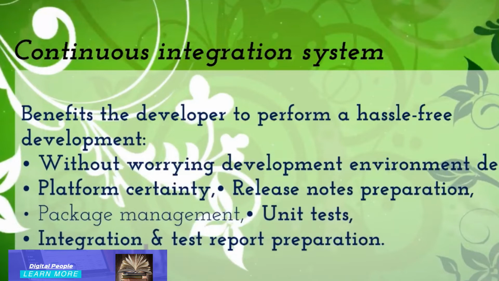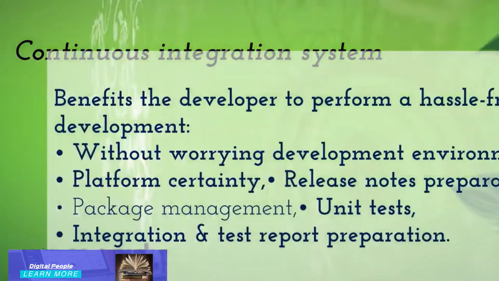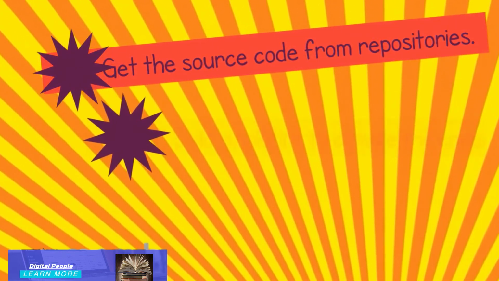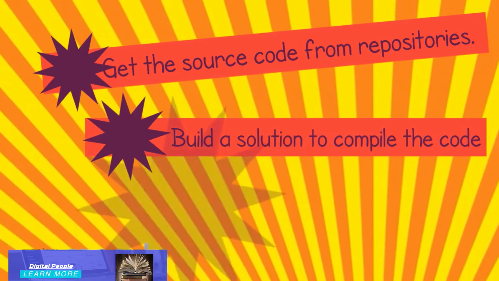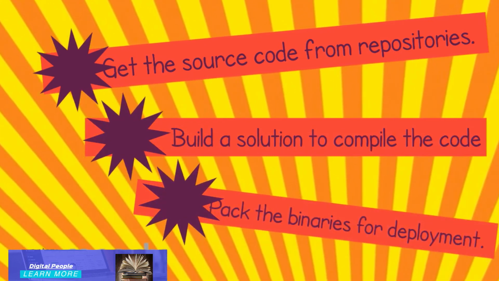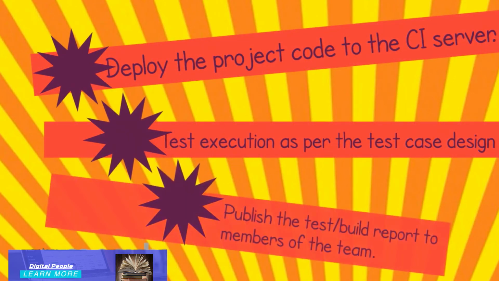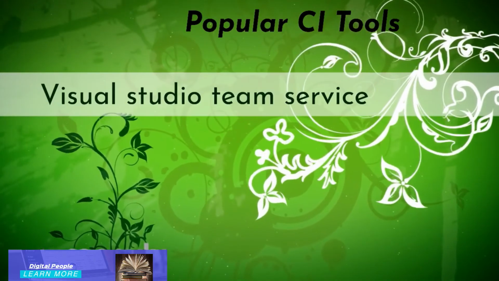Automated build process. The main focus of the automated build process (CI) system is to encourage the developers to concentrate on developing the code with new ideas. Here are the features of the automated build process. Get the source code from repositories. Build a solution to compile the code. Pack the binaries for deployment. Deploy the project code to the CI server. Test execution as per the test case design. Publish the test or build report to members of the team.